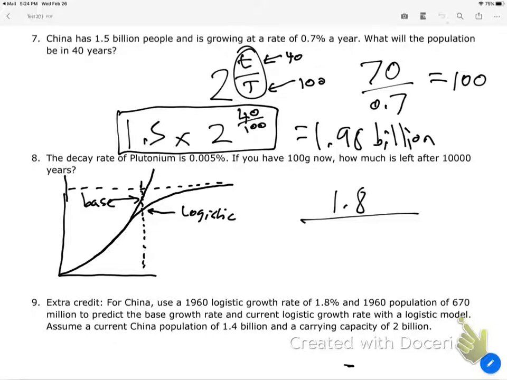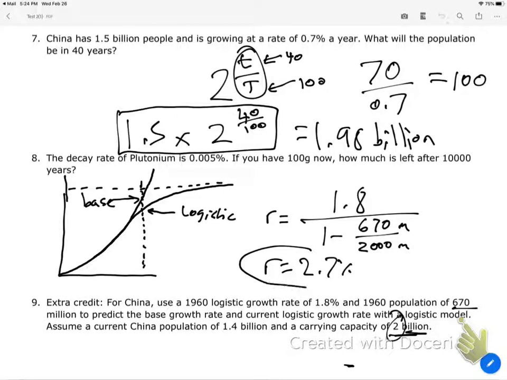Okay, so this is me calculating the base growth rate R. It's 1 minus, now for 1960, that was 670 million, and the carrying capacity is 2 billion, but remember, that's 2,000 million. You've got to have them the same, millions, you can't put a 2 there, that's billion. So, let's take a look at that in our calculators. Right. Okay, so here we go. You do it how you can. Okay, I'm doing it my own way. I get R is 2.7%.